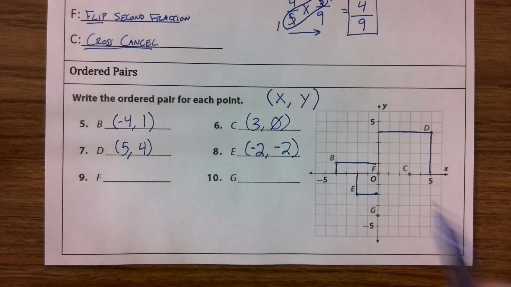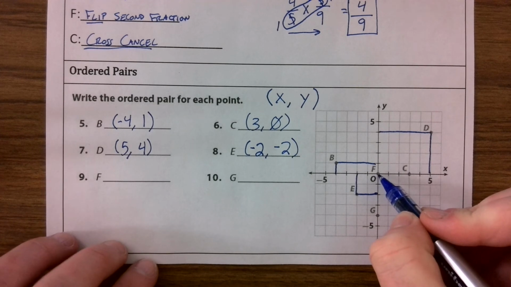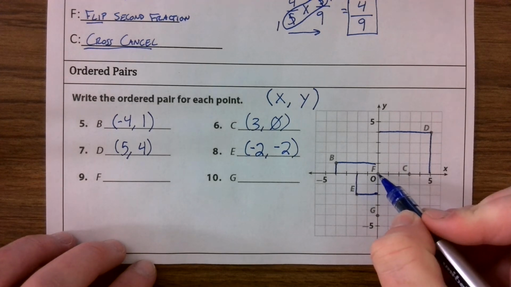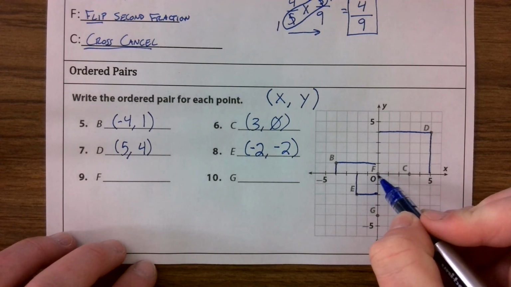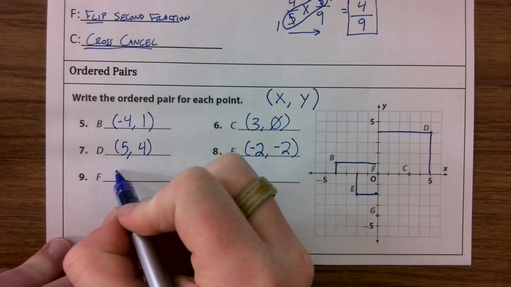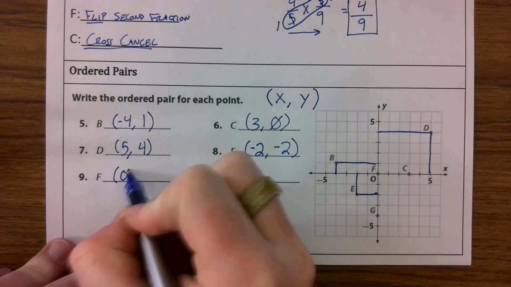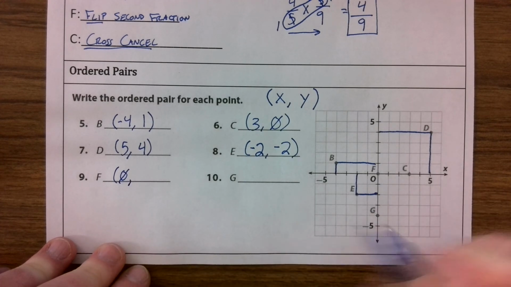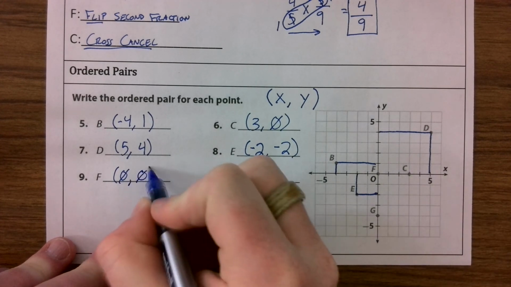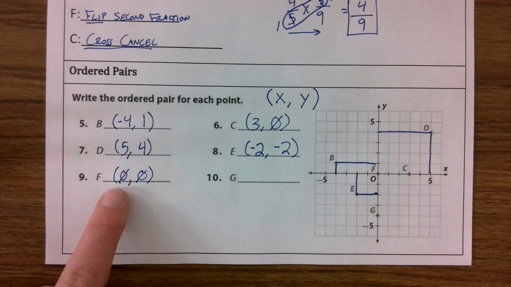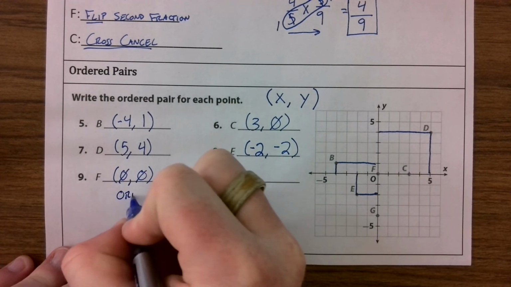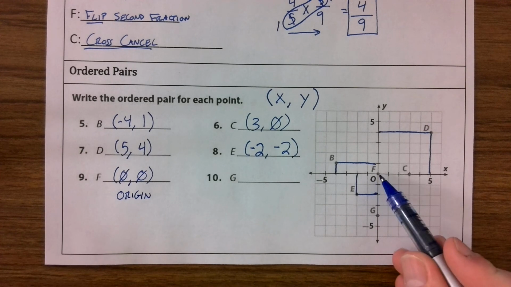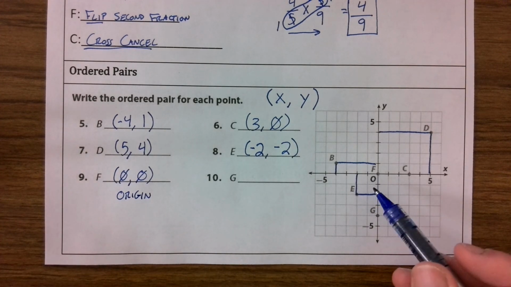All right, the coordinate for F. We start at 0 and we don't go anywhere. We're already at F, which means if we're not moving left or right, we're moving 0 spaces. If we're not moving up or down, we're at 0 spaces. So 0, 0, this is also called the origin. It's always where we start on a graph.